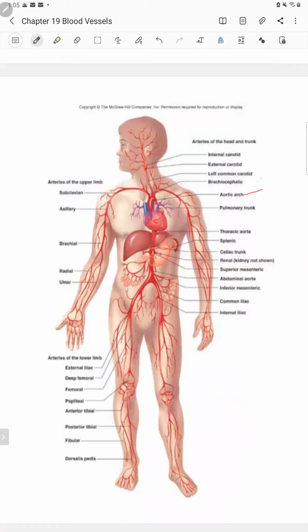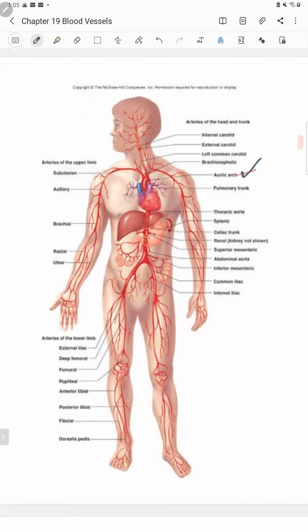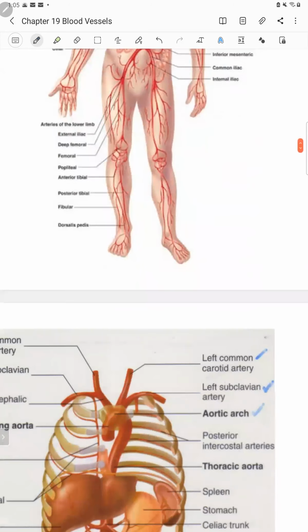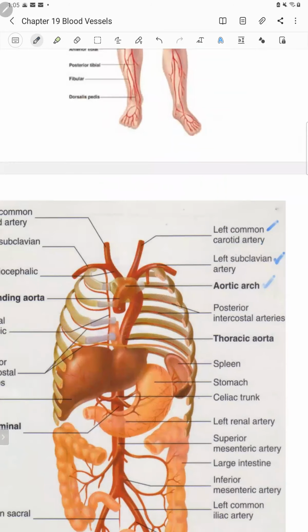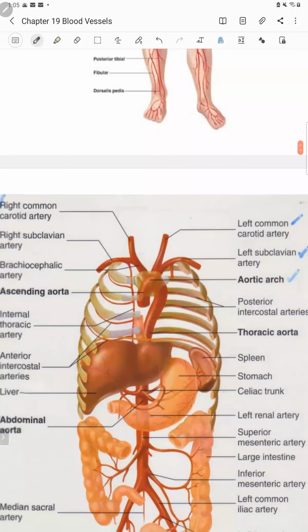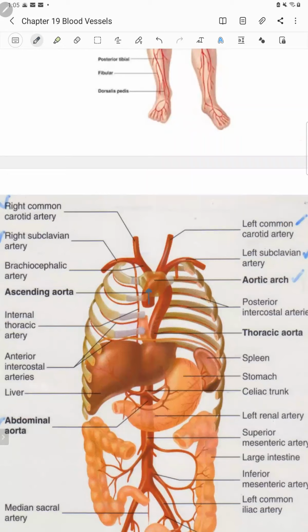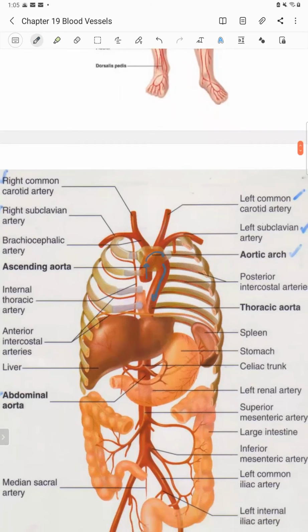All right, so you have the aorta, and here's another view of the aorta. You have the ascending aorta, the aortic arch, and then the descending aorta. Then the thoracic aorta, and once it pierces the diaphragm, the aorta turns into the abdominal aorta.